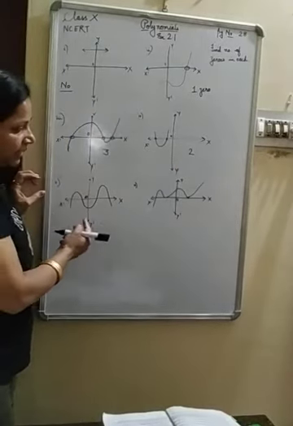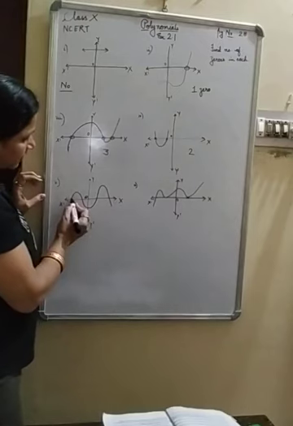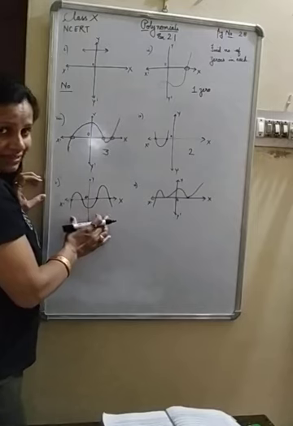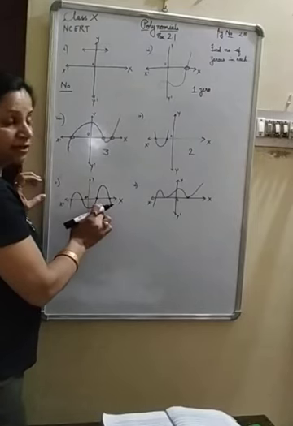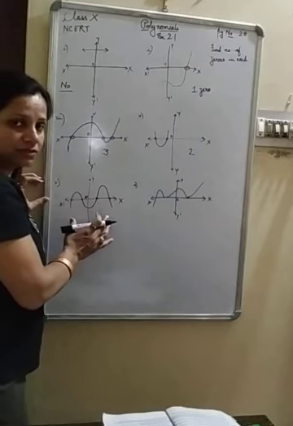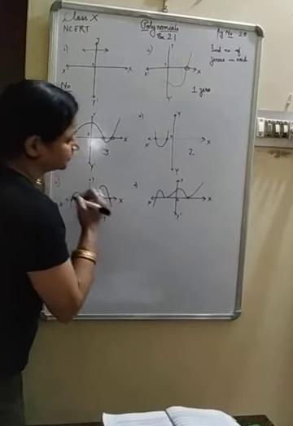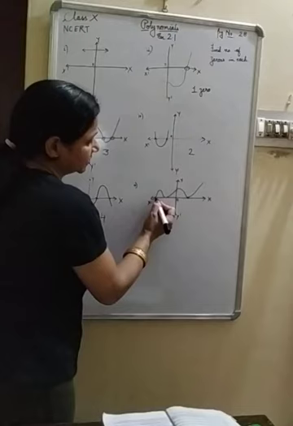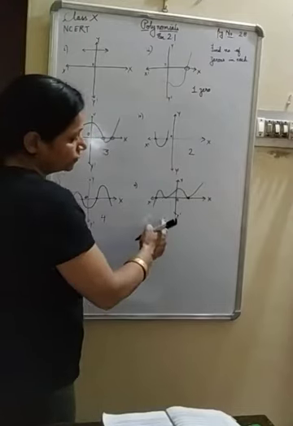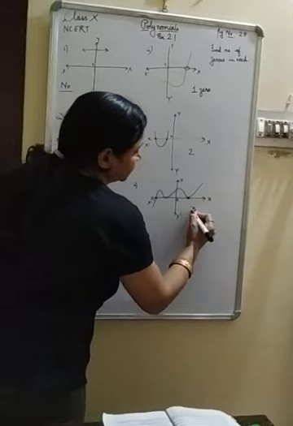Now see this. At how many places is it touching? 1, 2, 3 and 4. This graph is touching the x-axis at 4 places. That means this polynomial has how many zeros? 4 zeros. Similarly, look here, it is touching 1, 2 and 3. So the number of zeros for this graph is 3.